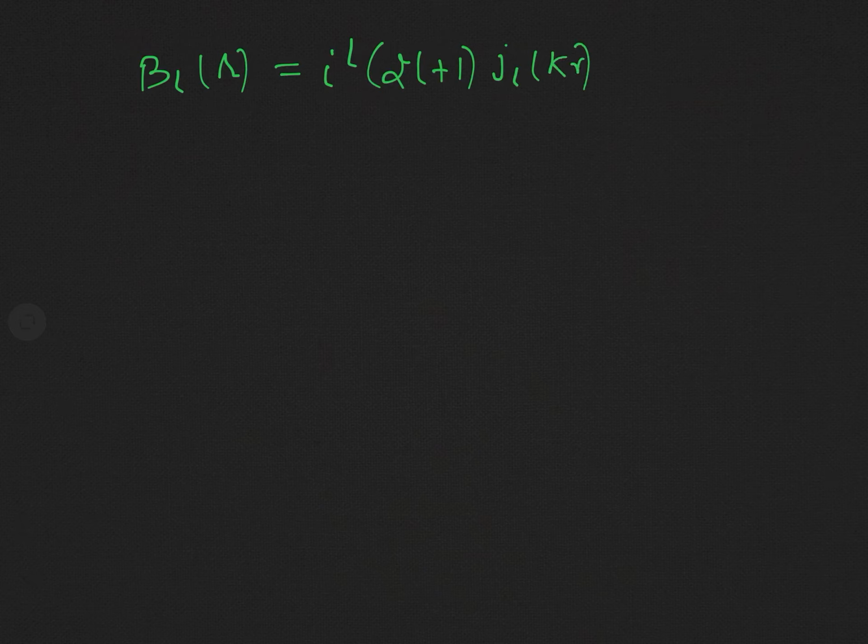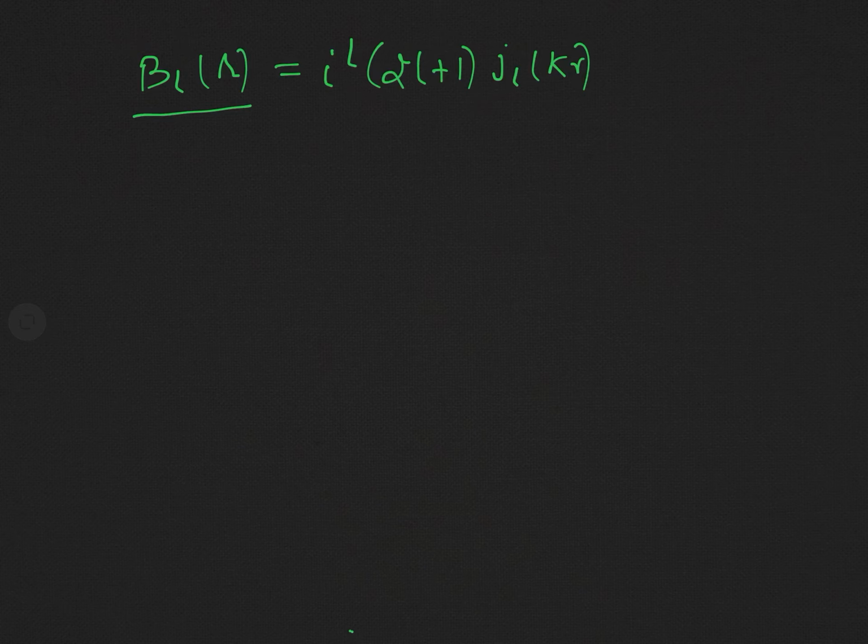So to know this, first of all, we will calculate the first two values of the radial wave function BL of R. You know BL of R is equal to what? I have just defined here and discussed in the previous lecture. This is i to the power L into 2L plus 1 into JL of KR. You know the meaning of each term in this.